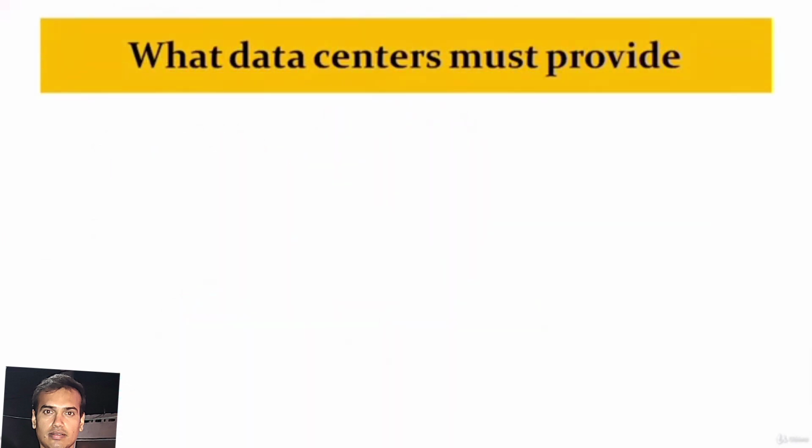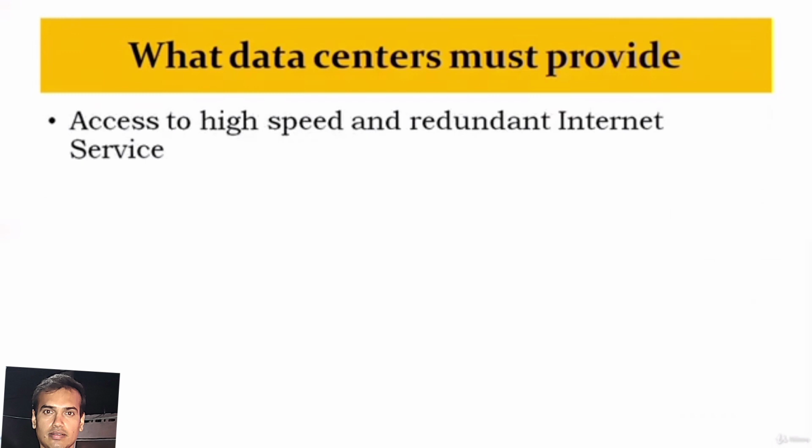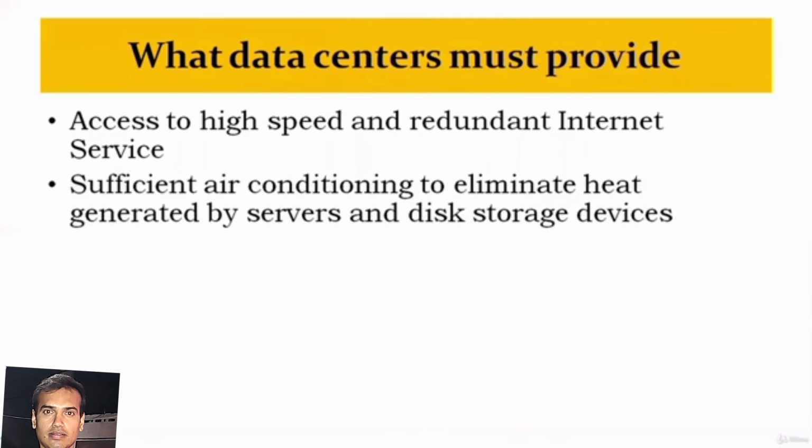So what is the data center? In the basics of cloud computing, we have seen how the data center looks. The data center has the storage devices as well as a number of servers. It has a stack of servers. So what should it provide? It should provide access to high-speed and redundant internet service. As the data center has many servers at one place, we need sufficient air conditioning to eliminate the heat generated by the servers and the disk storage devices. There are thousands and thousands of servers there.